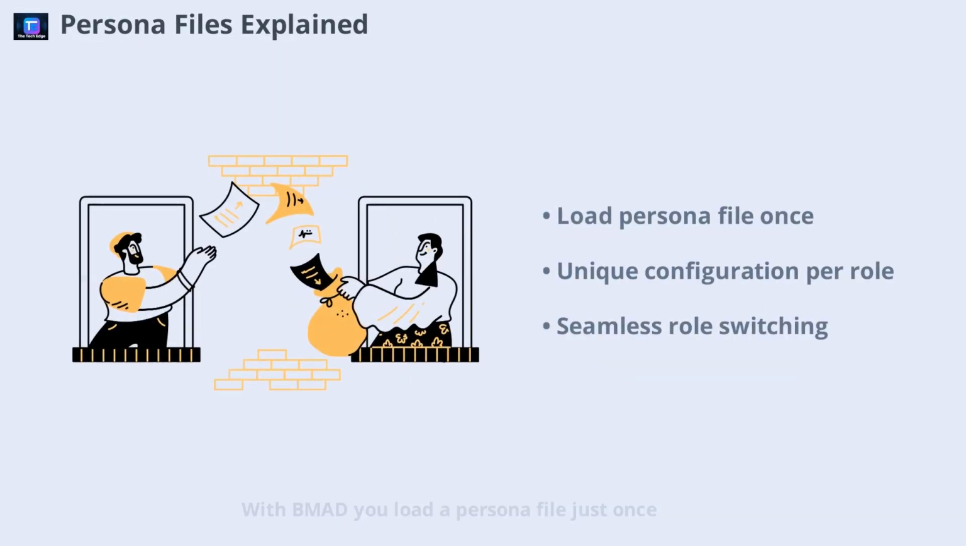With BMAD, you load a persona file just once, and the AI instantly understands how to behave in that role. Each persona, whether it's an analyst, developer, or project manager, has a unique configuration that defines its responsibilities and working style. This setup allows you to switch between roles seamlessly, just like changing tools in your development environment. The result? Consistent, reliable AI support tailored to each aspect of your project.